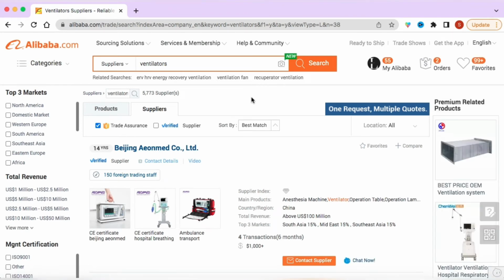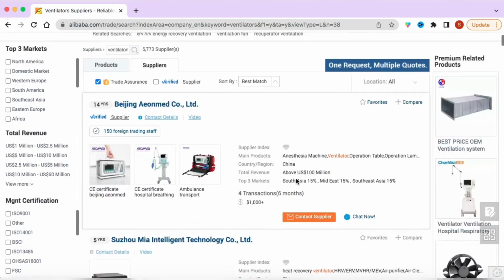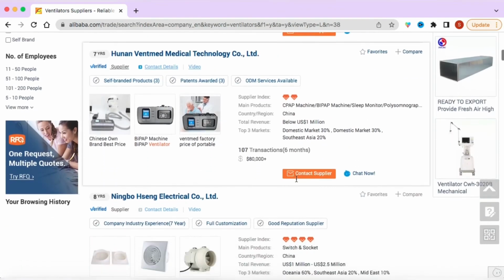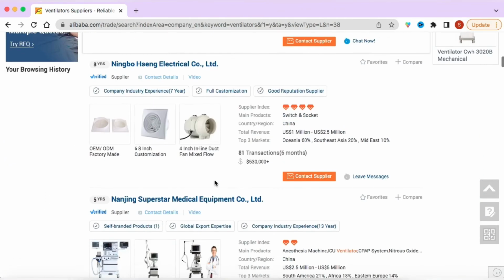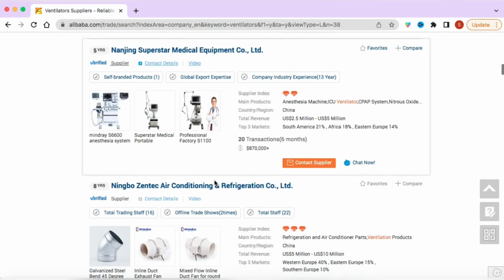And most often, some suppliers are verified suppliers and gold suppliers, and sometimes verified suppliers also offer trade assurance. So this company has been here for 14 years. It's a verified supplier. 7 years. Okay, let's click on this one.